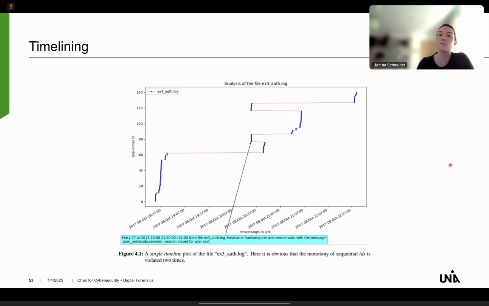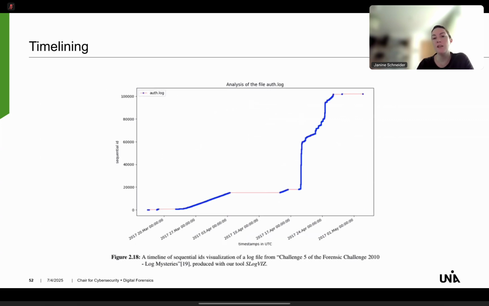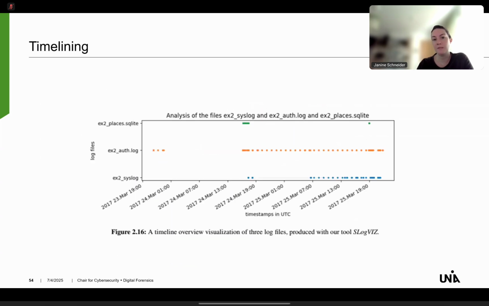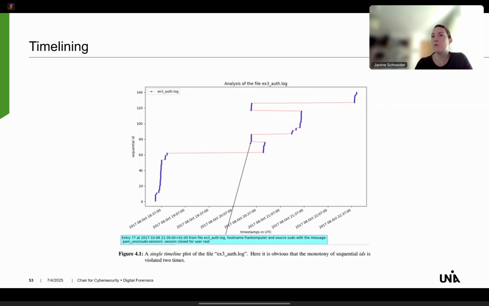So this is what I mean by visualization often helps with these types of inconsistencies, because here you can clearly see that something looks fishy because it should look like that. And this would be an example for internal consistency.